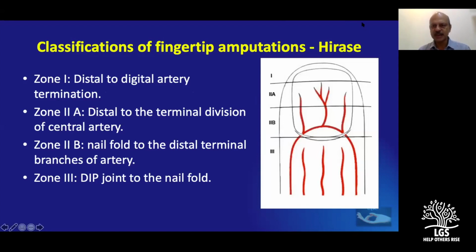However, there are more detailed classifications, like the Hirase classification, which was based upon the configuration of the artery. In zone 1, it was distal to the digital artery termination. So the vessel ends over here, so this is zone 1. There's no artery at all. In zone 2, it is of two types. In zone 2A, distal to the terminal division of central artery, and zone 2B is nail fold to the distal terminal branches. Zone 3 is DIP to the nail fold. This is zone 3. So you can get the veins also here.